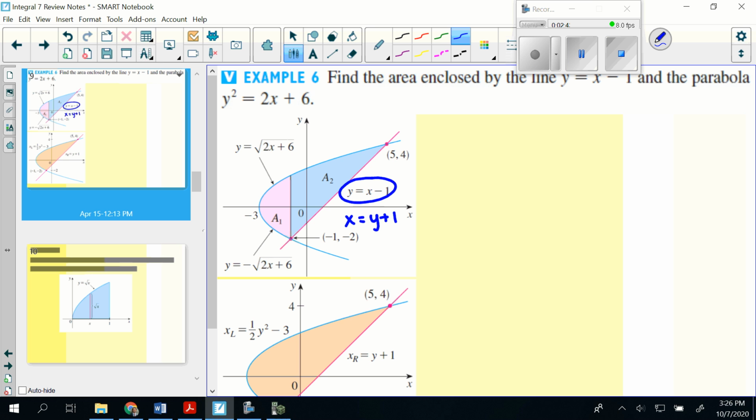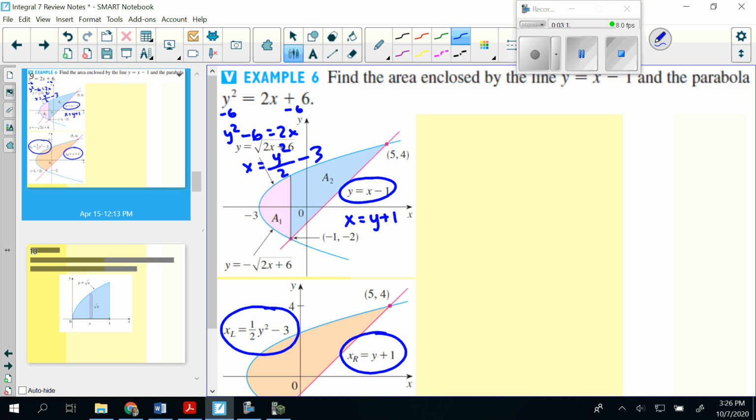We want to do the same thing with the one on this side. So we want this as an x equals equation. Let's solve this here. Let's subtract the 6. So now we have y squared minus 6 equals 2x. And now let's divide all of them by 2. If we do that, we get x equals y squared over 2 minus 6 divided by 2, which would be 3. So we have these two equations now that we're going to be using on this one.